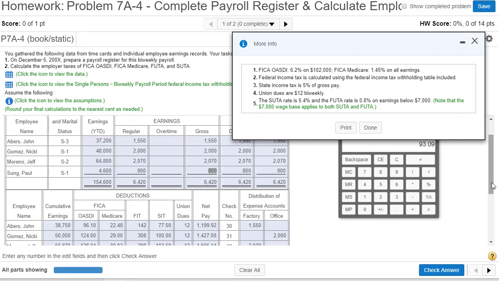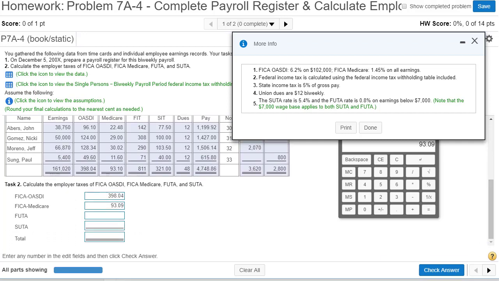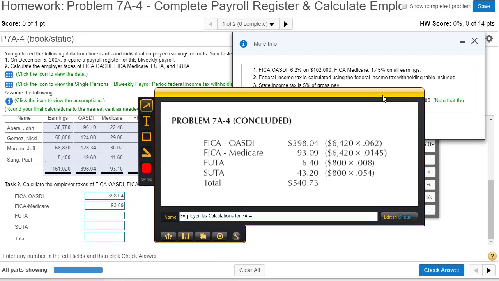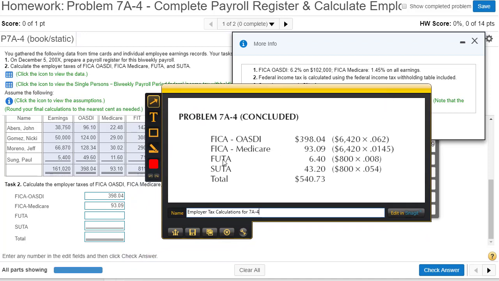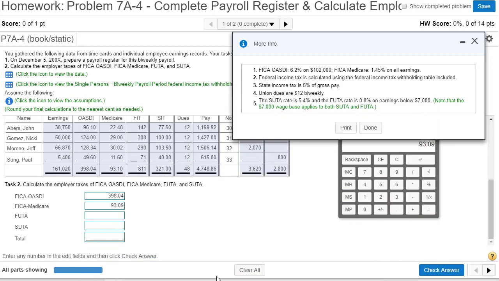So now that we've calculated how much is taxable, we can calculate the tax. And I've written it out here. So remember, for FUTA, we found out that only $800, so this $800 right here, is the taxable portion. And what is the rate for FUTA? Well, we're going to assume that they paid their SUTA on time. So that's why we're multiplying by 0.008. And if you forgot where we get that from, it's right here. FUTA rate is 0.8%, also known as 0.008 as a decimal, on earnings below 7,000.